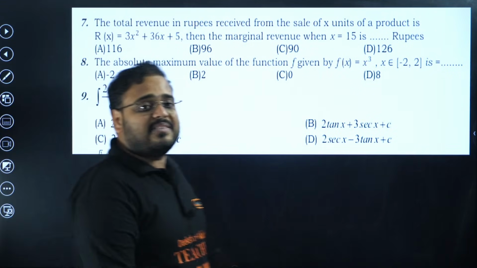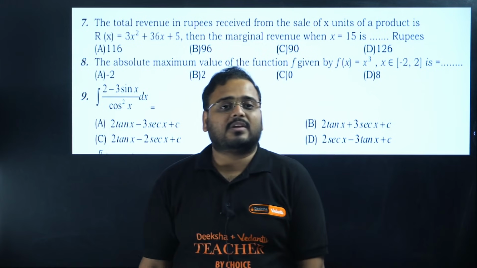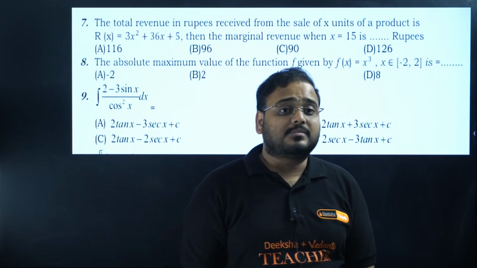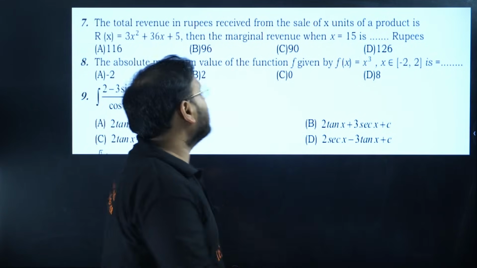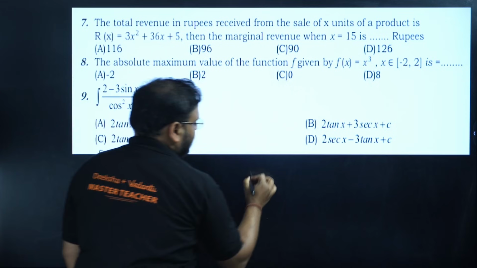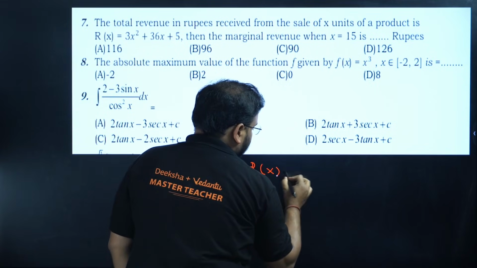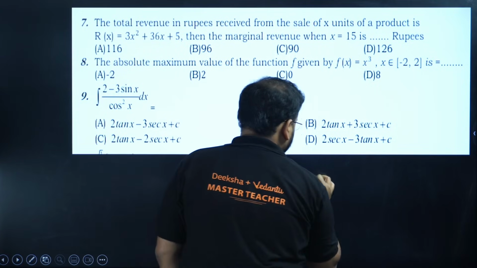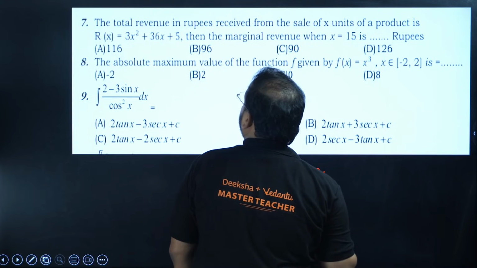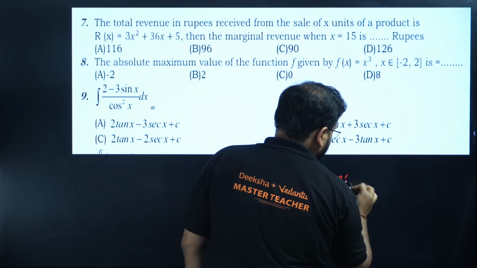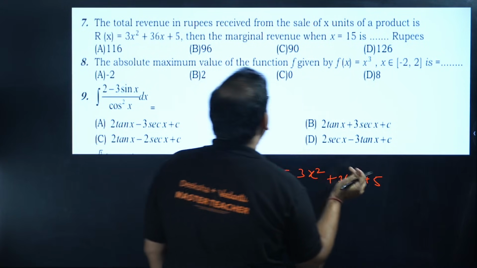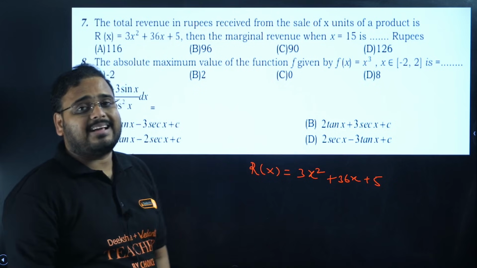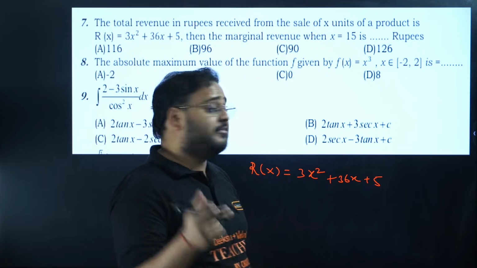Next is question number 7, 8, 9. Let's try to solve these. Total revenue in rupees received from sale of x units. Then they've given a revenue function to us: 3x square plus 36x plus 5. I'm looking for marginal revenue at x equals to 15.